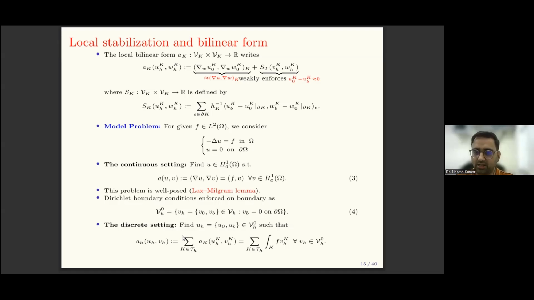And then we can define the bilinear map. Now we are looking for a solution UH in this VH0 space, a finite dimensional space, zero on the boundary. And we are solving the equation AH of UH, VH equal to F of VH, for all VH belonging to VH0. This is the Galerkin algorithm in the discrete setting, and now we are looking for UH instead of U.